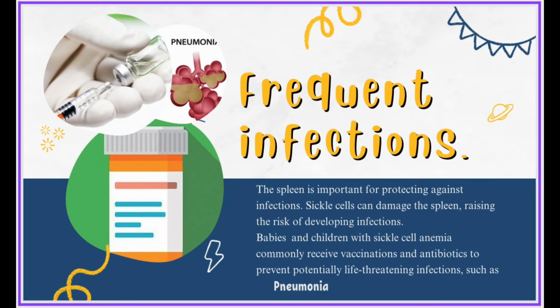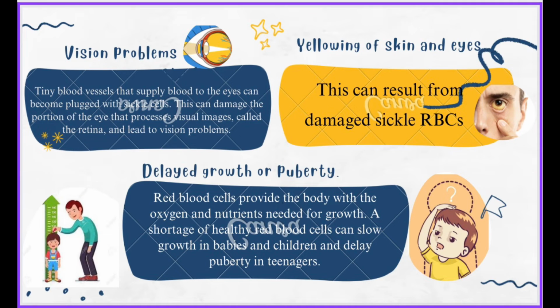Sickle cell disease also makes us face frequent infections such as pneumonia. Some people also have vision problems and yellowing of the skin and eyes, and the vision problem happens in the retina. And some people also face delayed growth or puberty.